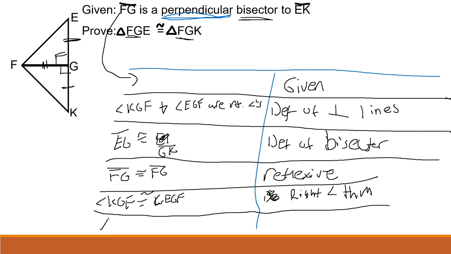So now we can go ahead and say that triangle FGE is congruent to triangle FGK by side angle side. Okay? And that's that. So just because you have right angles involved does not mean you have to use the HL theorem. You can still use side angle side, all that good stuff there if need be.